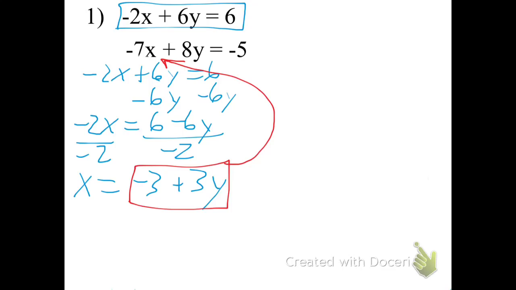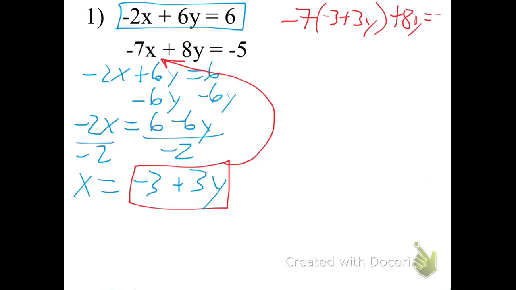So my other equation with the new and improved x is going to look like -7 times (-3 plus 3y) plus 8y equals -5. Oh no. I am running out of room. It's -5 there on the end.